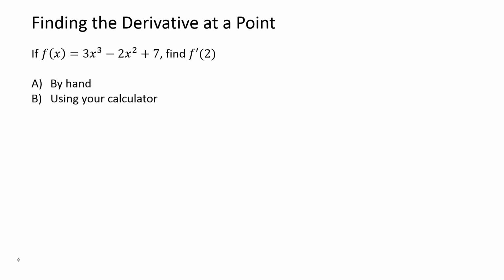This one I want to try one that we can do by hand pretty easily just to show that the calculator does all the work for you. So f of x is 3x cubed minus 2x squared plus 7. We want to find f prime of 2. So first we'll do it by hand. Well, f prime of x is going to be 9x squared minus 4x. That's it, right? So if we want f prime of 2, f prime of 2 is going to be 9 times 2 squared minus 4 times 2.